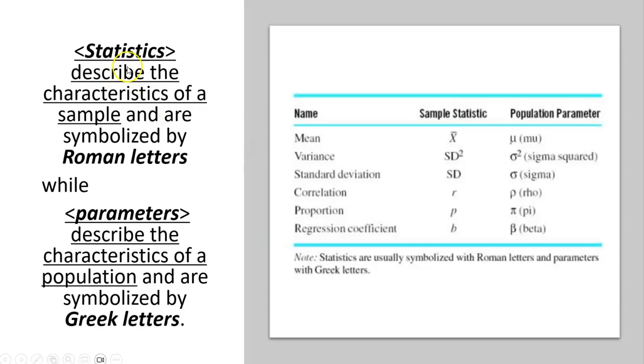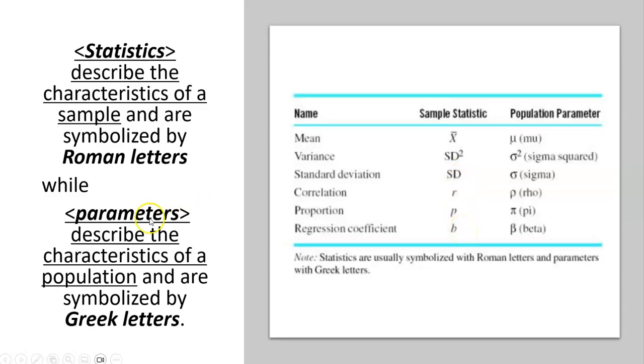You can see that statistics means describing the characteristics of the sample. This is very important: with statistics, we deal with the sample, not the population. And they are written in Roman letters. For example, the variance, the mean, the standard deviation, the correlation, etc.